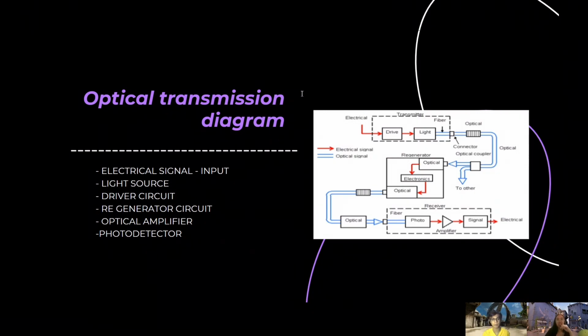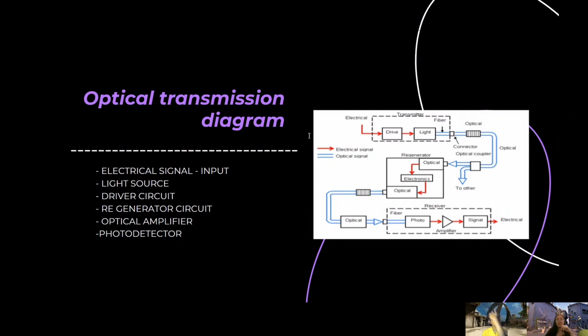The driver circuit and light source is the transmitter part of the circuit. The transmitter part of the circuit is connected to the optical fiber, which is the cable. Sometimes an optical splicer is used to lengthen the cable of the optical fiber.